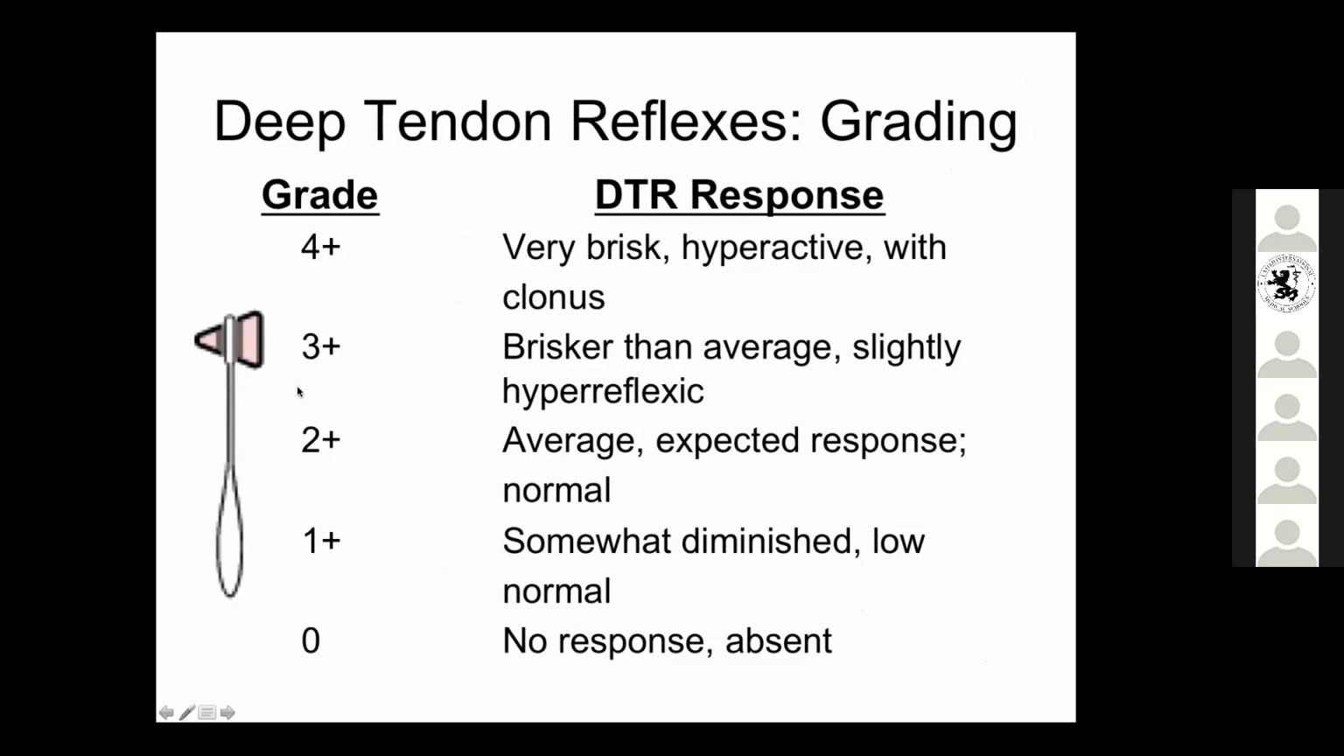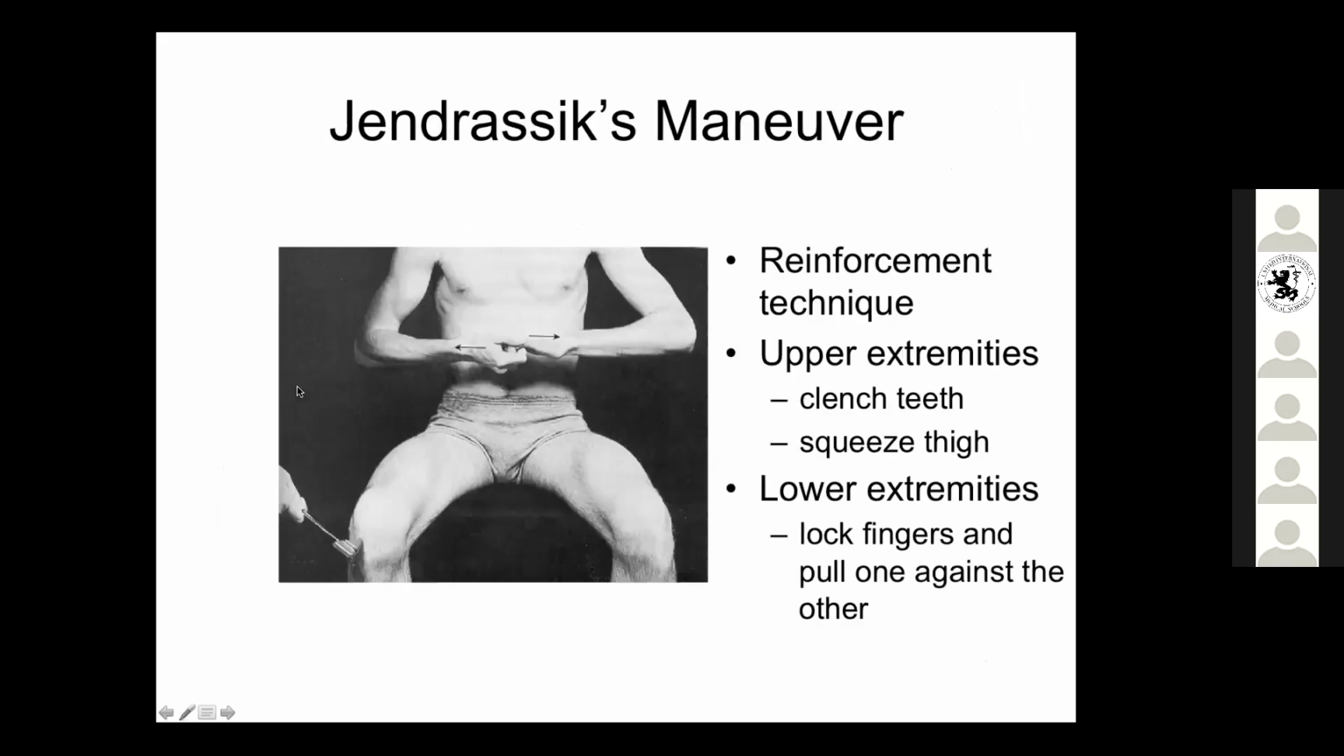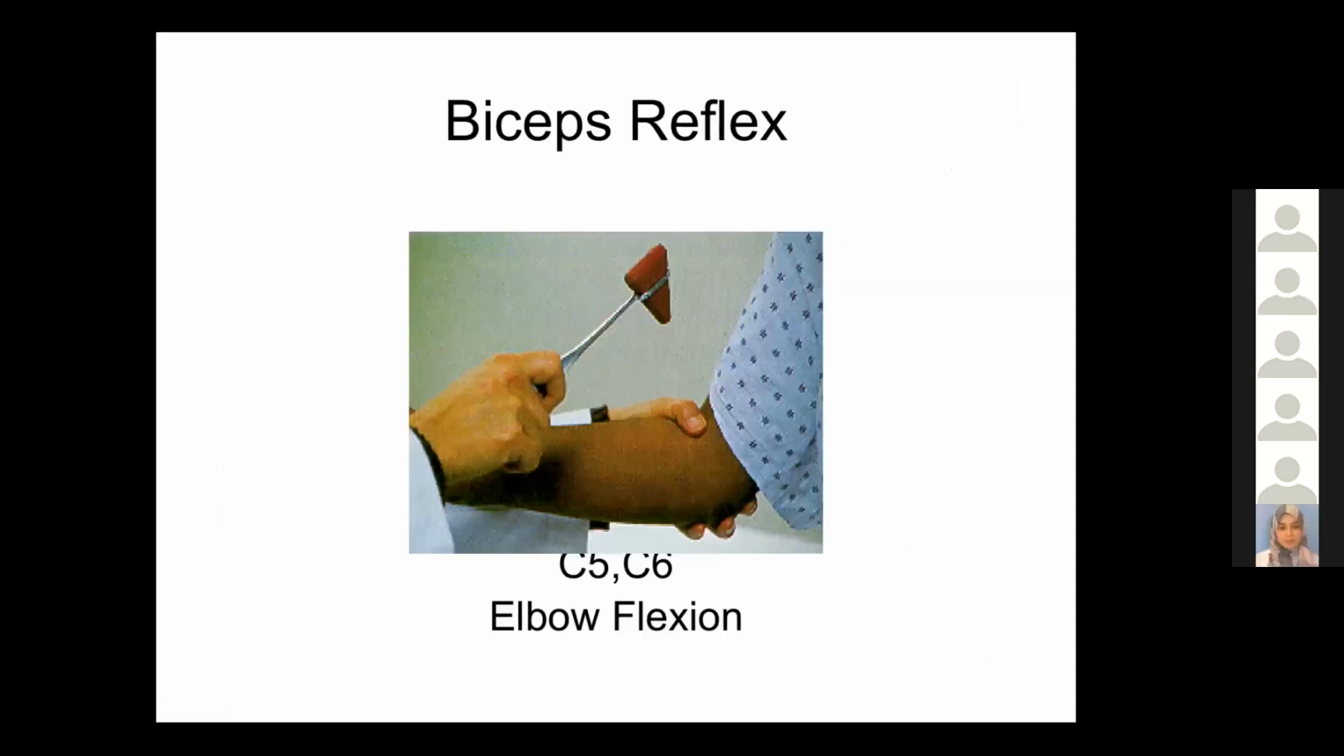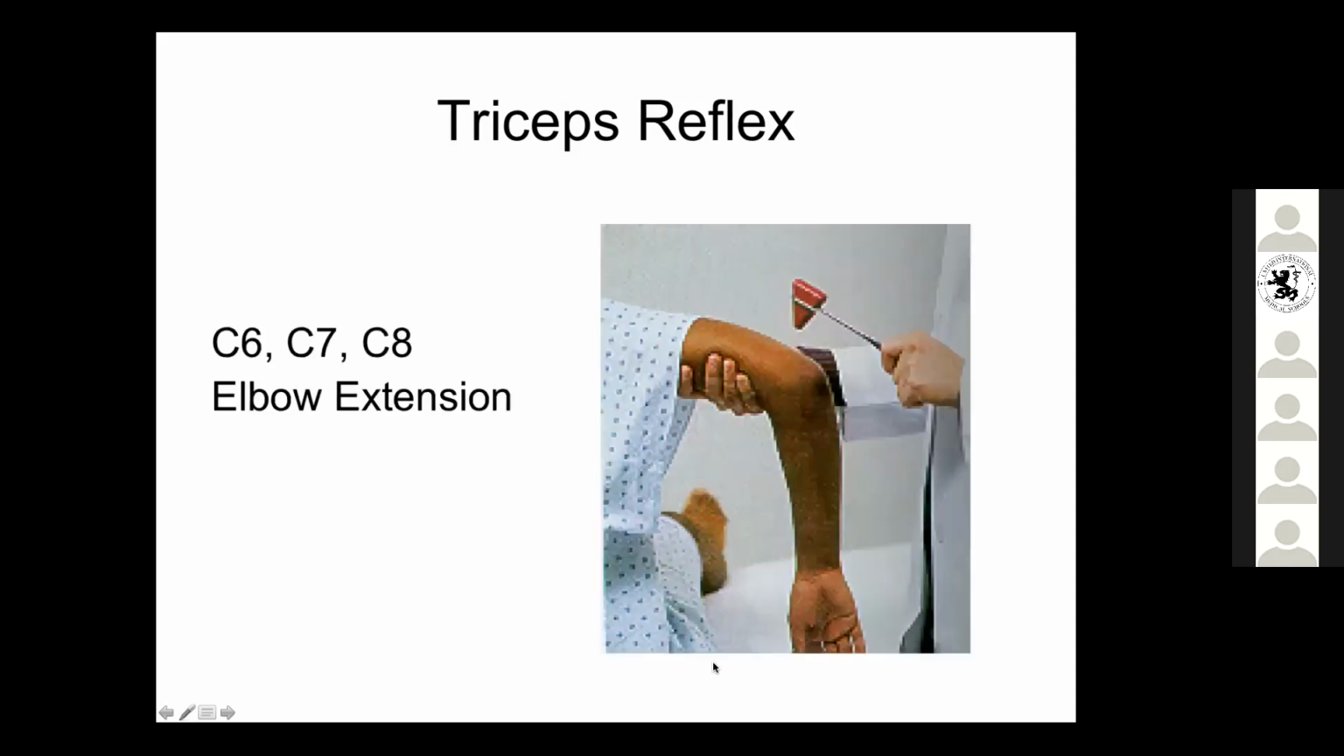There are also grades, they're not so important. Biceps reflex, so with elbow flexion, you have to use this hammer and tap on the biceps tendon. The response should be elbow flexion, and if it occurs, then the biceps reflex, C5, C6 segments of the spinal cord, is okay.